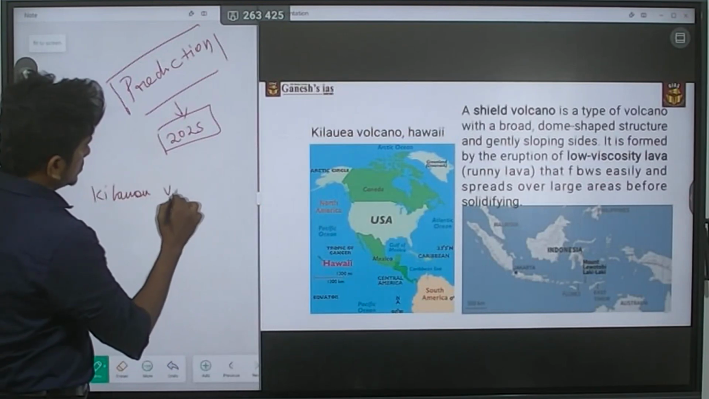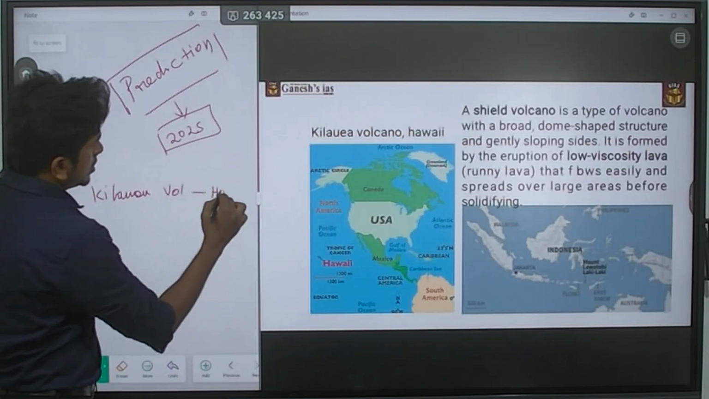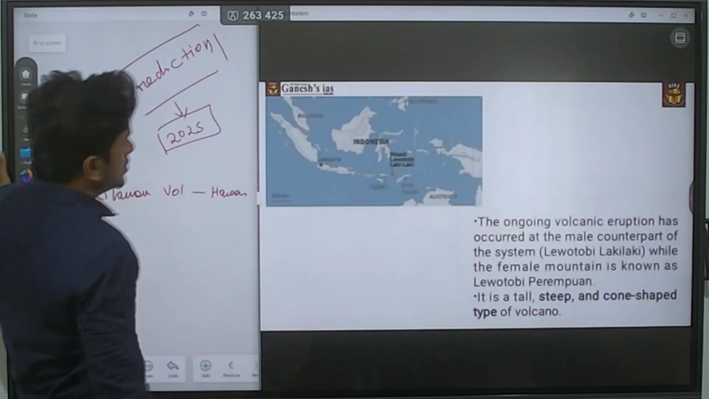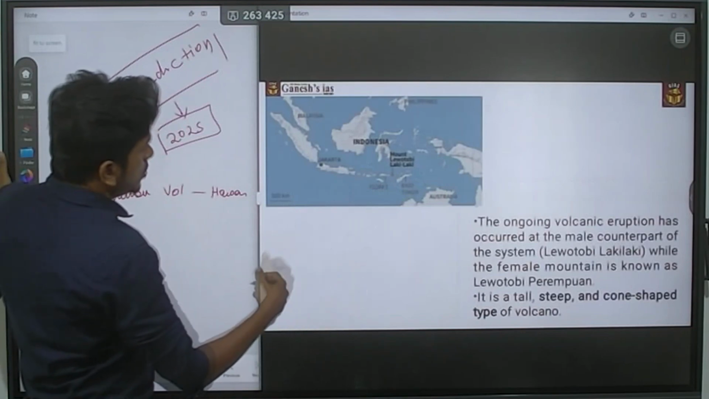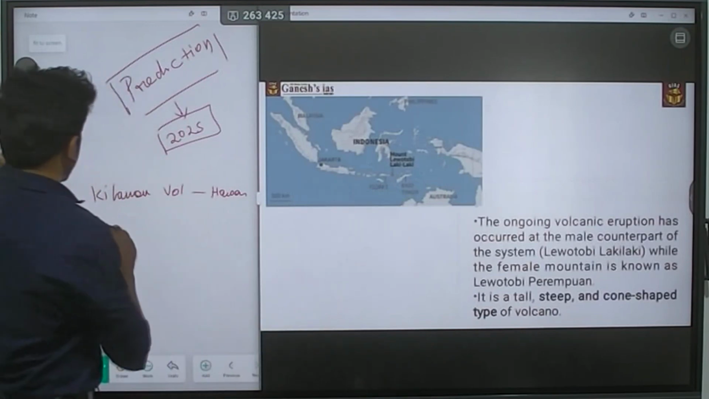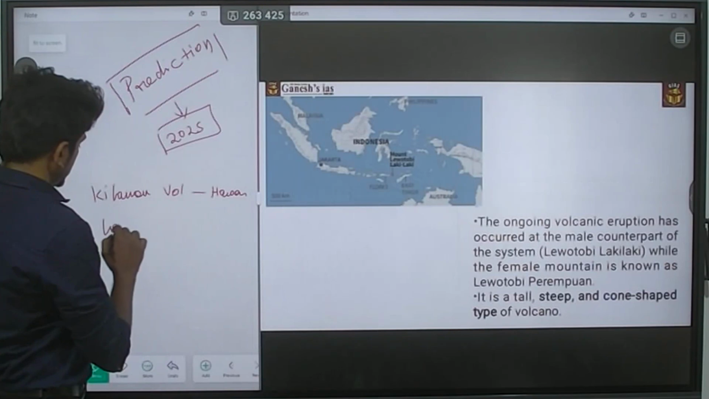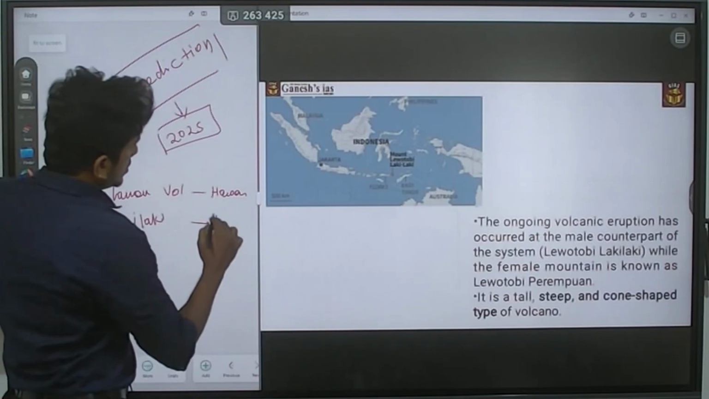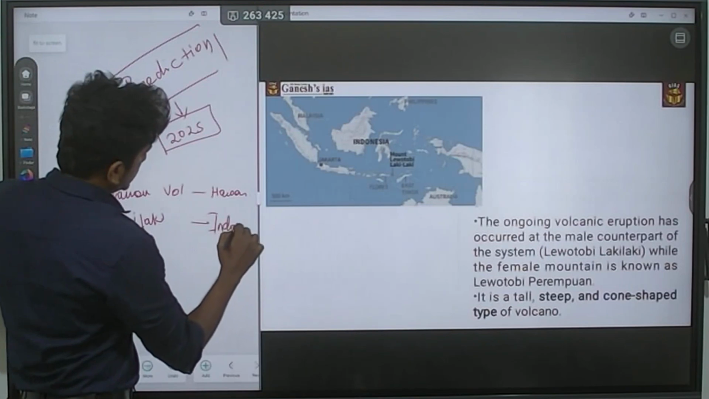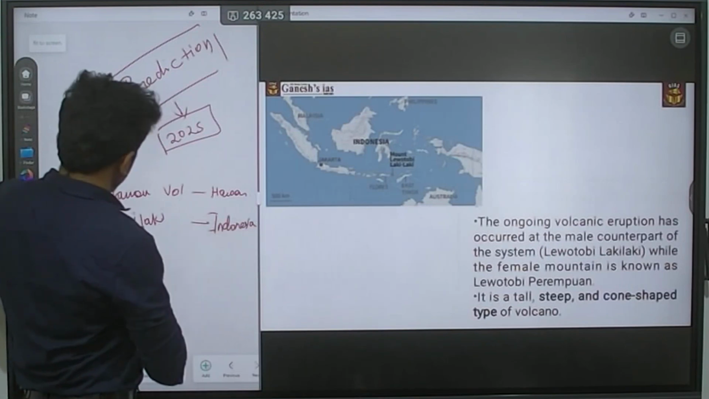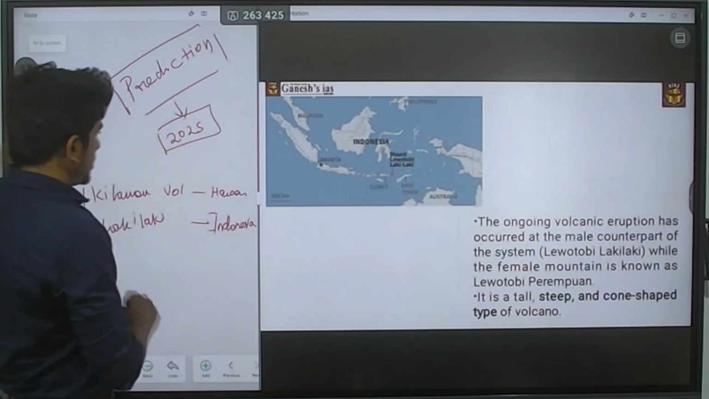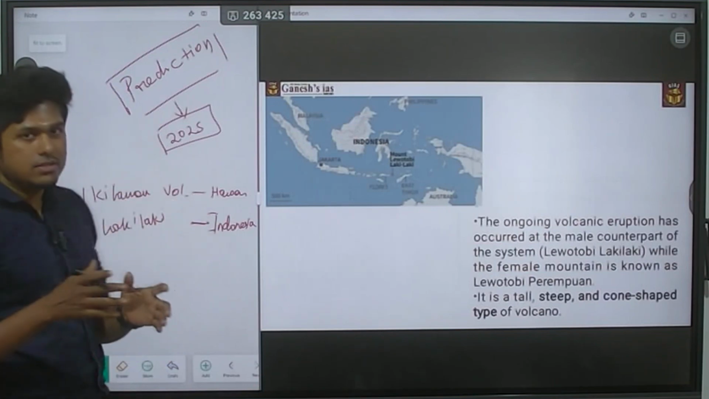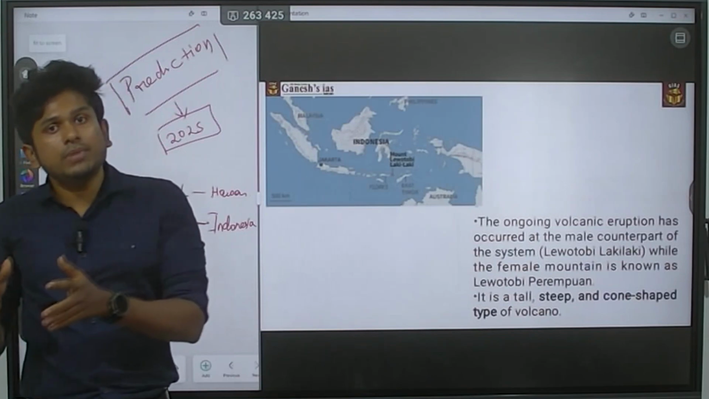Kilauea volcano. Okay, it is from Hawaii. Next volcanic eruption is Mount Lewotobi Laki-Laki. It is in Indonesia. So in this format, they may ask a question like match the following. They may ask a question for the upcoming exam.